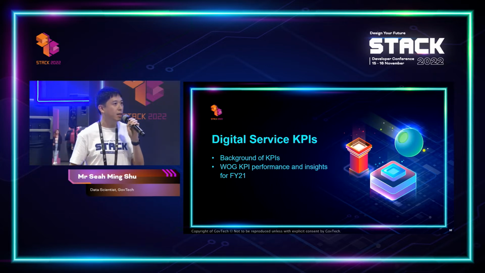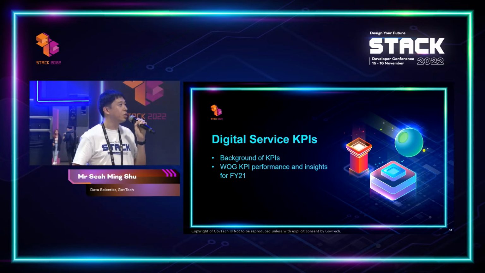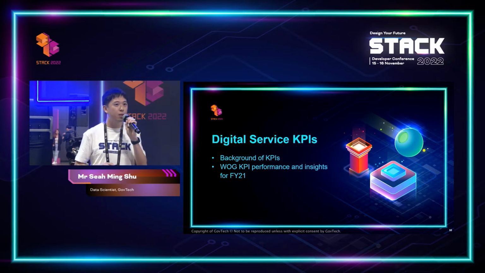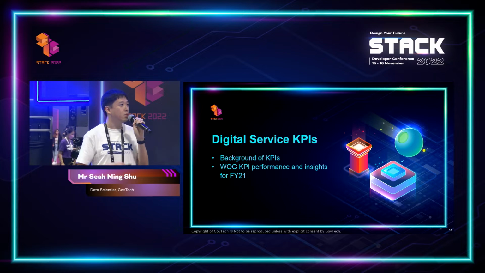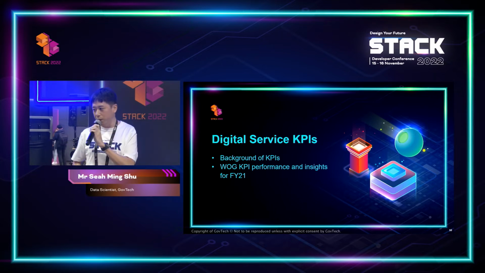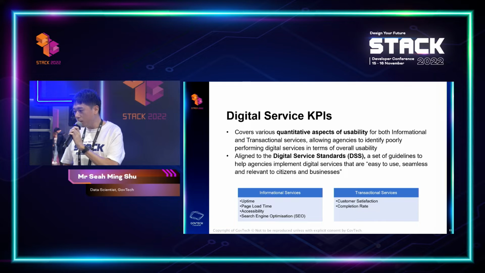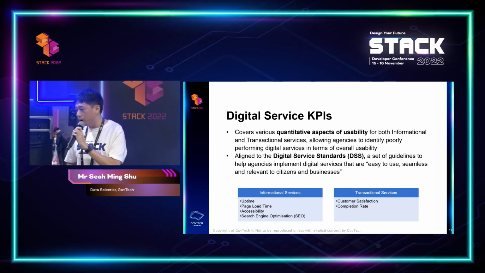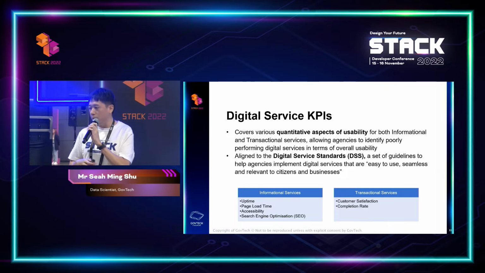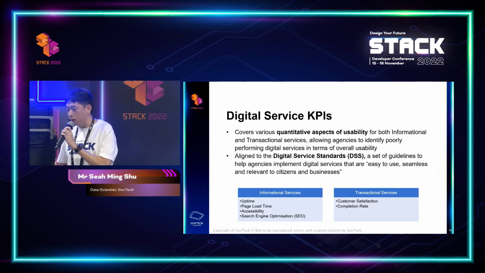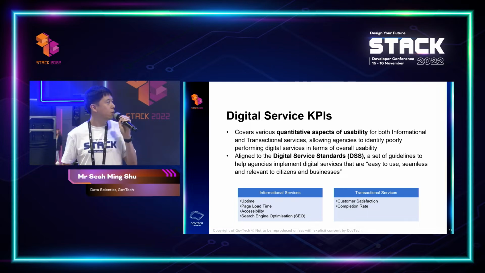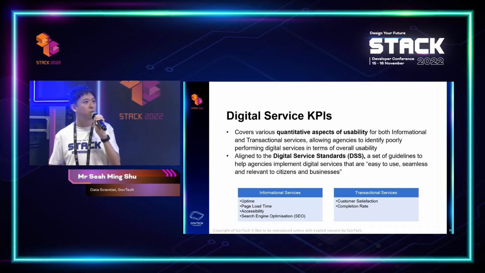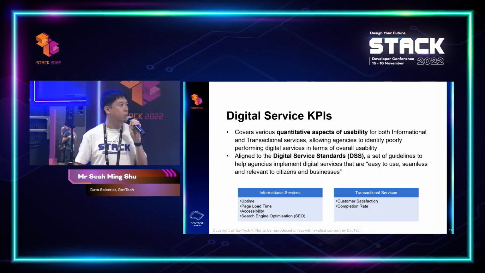So what are some of the initiatives that the government has come up with to make sure that these services are in tip-top condition for users and citizens? At the end of 2020, the Smart Nation Office came up with this set of digital service KPIs. Let me bring you through some of them. The KPIs were instituted to cover various aspects of usability for government services. They were announced at the end of 2020 to cover usability in terms of both informational services, which are websites that provide information to the citizens, as well as transactional services, for example, if you make a payment on a HDB website.